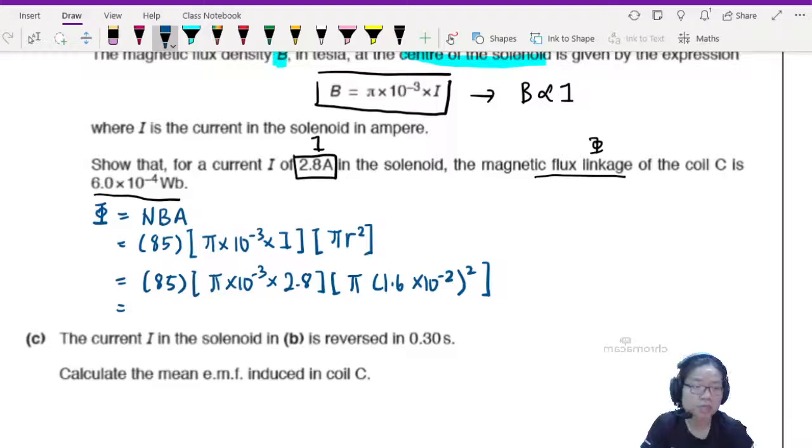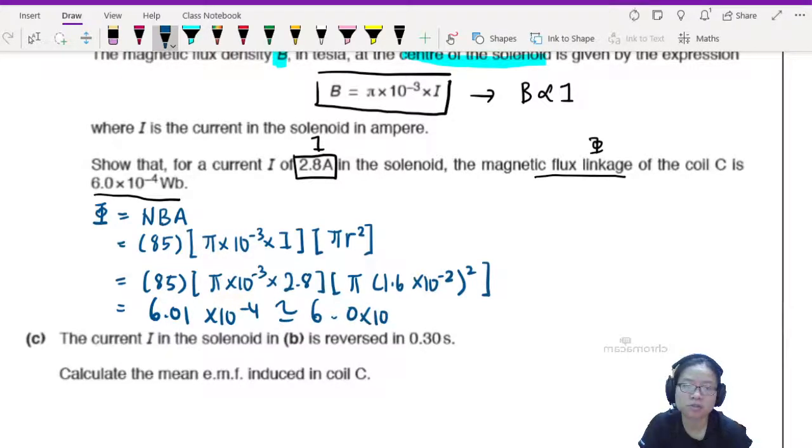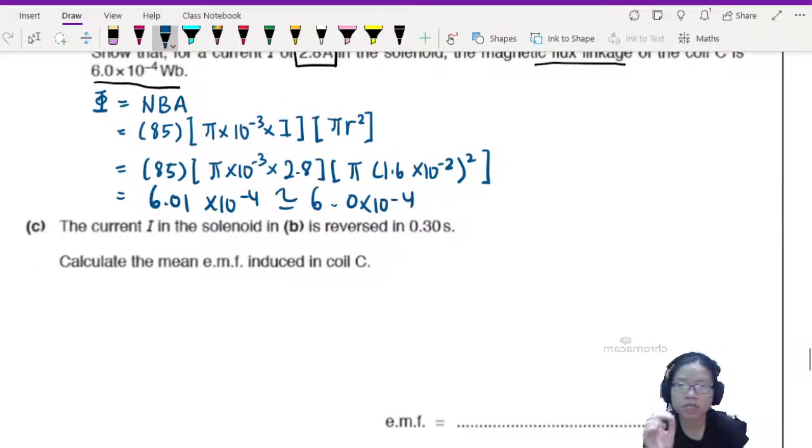So now we can press our calculators. If you do so, you will get the answer of 6.01 times 10 to the power of negative 4, which is approximately 6.0 times 10 to the power of negative 4. Beautiful. Current in the solenoid is reversed in 0.30 seconds. Calculate the average or mean EMF induced in coil C. Something that you should really pay attention to is the word reversed.